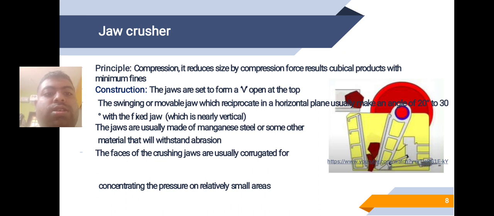Construction. The jaws are set to form a V open at the top. The swinging or movable jaw, which reciprocates in a horizontal plane, usually makes an angle of 20 to 30 degrees with the fixed jaw, which is nearly vertical. The jaws are usually made of manganese steel or some other material that will withstand abrasion. The faces of the crushing jaws are usually corrugated for concentrating the pressure on relatively small areas. Here you can see the diagram of the jaw crusher, in which one jaw is stationary and the other is slightly inclined to the vertical, forming a V shape.